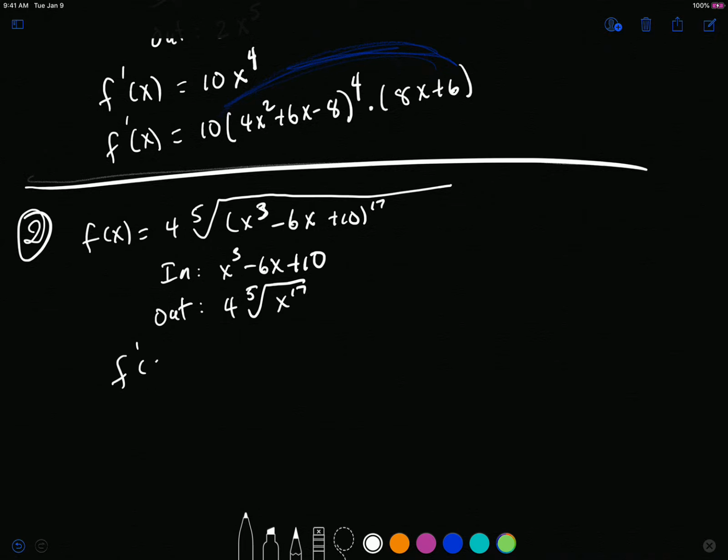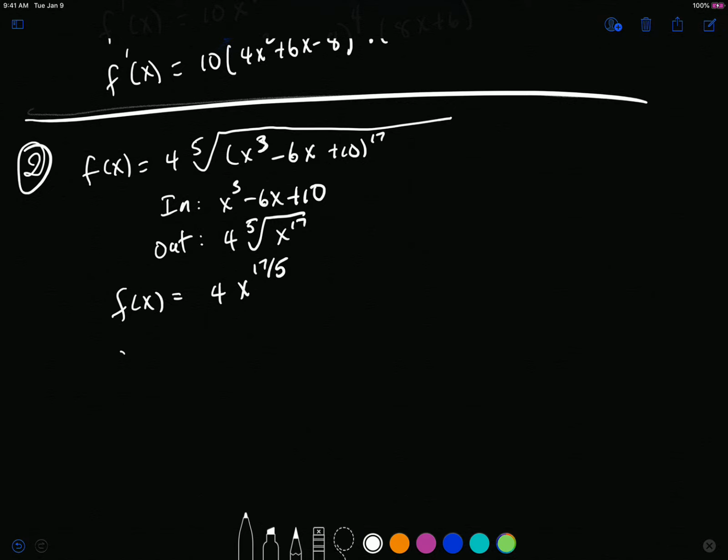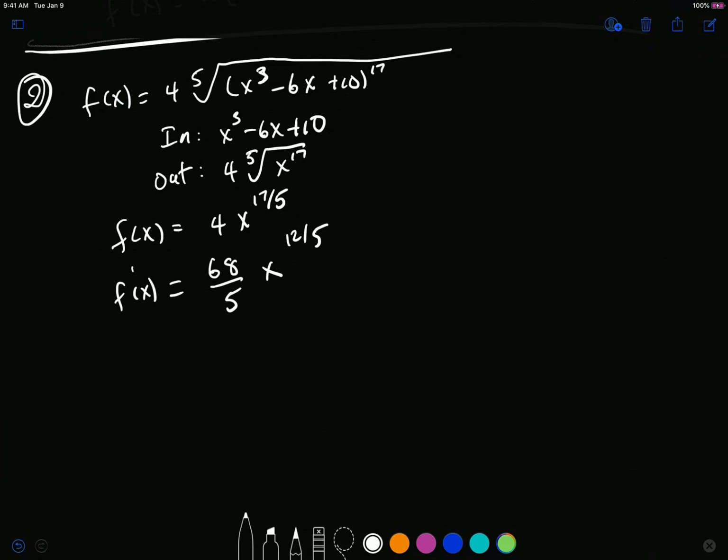You start building your derivative. Before I can find f prime, I need to rewrite f, which is going to be 4 times x to the 17th over 5 power. The derivative of this, f prime, is 4 times 17, divided by 5. And so 4 times 17 is 68 over 5, x to the 12 over 5th power when you subtract 1. I rewrite, using radical notation, the 5th root of x to the 12th power.